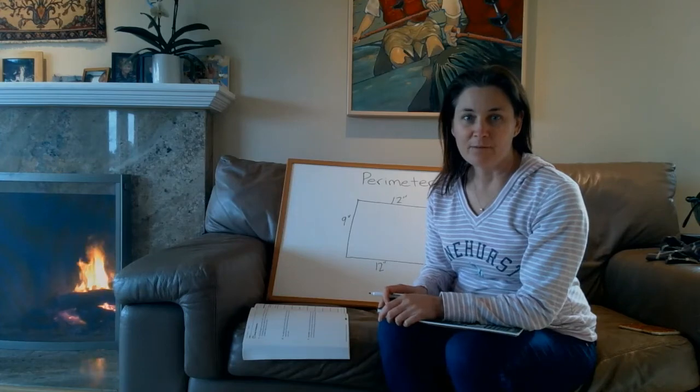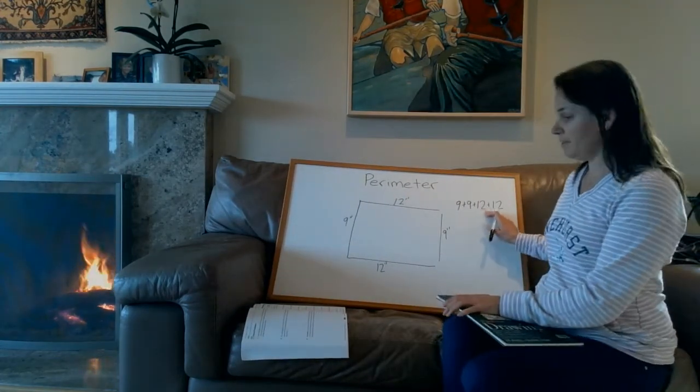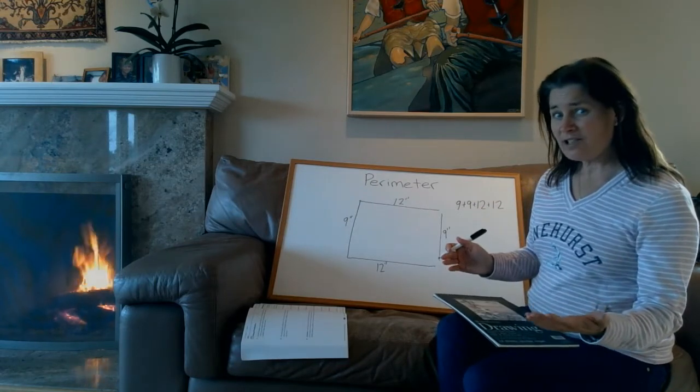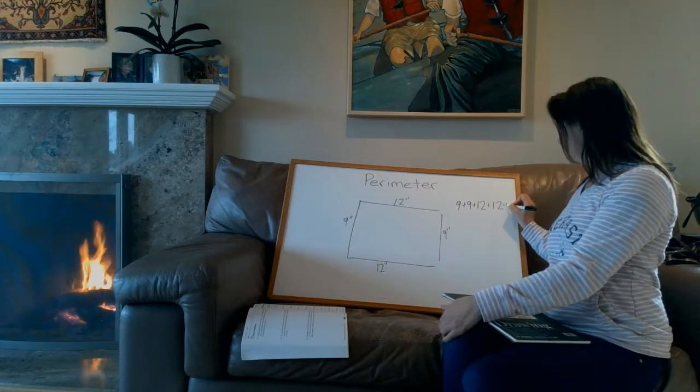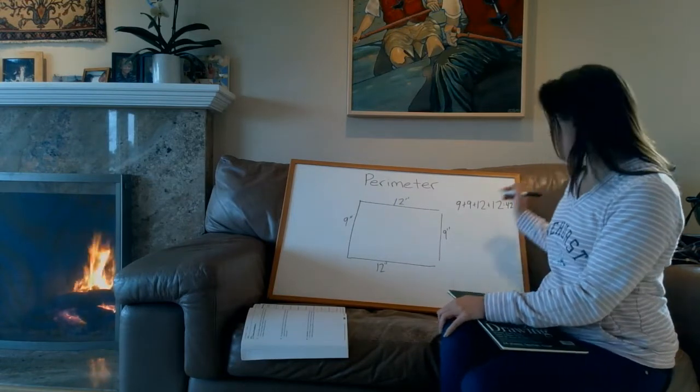All right, we're back. So what you might have done is said 9 plus 9 plus 12 plus 12. And what'd you get? 42. Awesome. So because it's the perimeter, you would just say 42 inches.